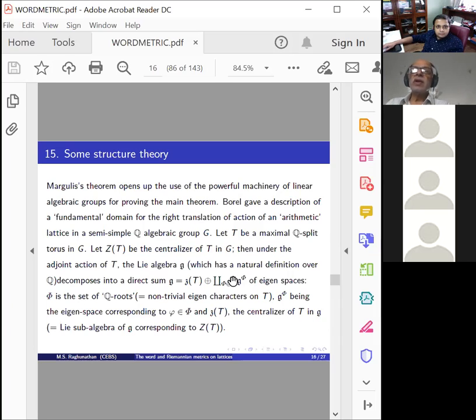Then capital phi is a set of non-trivial characters on T, which occur as eigen characters for T acting on the Lie algebra. That set phi is called the Q roots of G. I will not, in the sequel, always say Q root; I will simply say root, though I mean a Q root. It's, as I said, a non-trivial eigen character on T.